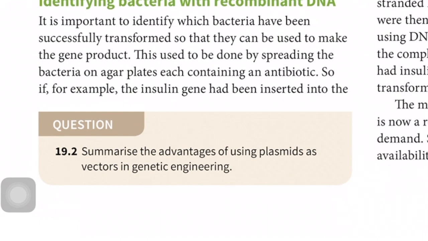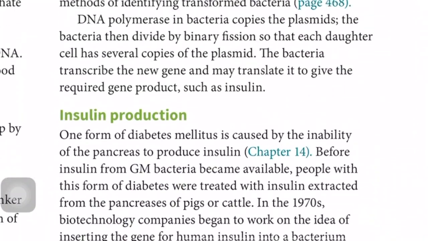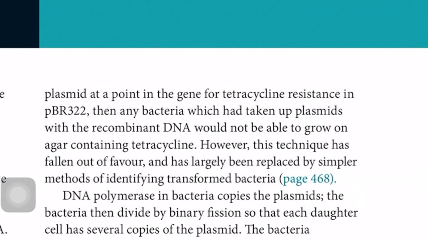This is done by spreading the bacteria on agar plates, each containing an antibiotic. So agar is a nutrition for the bacteria, and that agar solution contains an antibiotic that kills the bacteria. So if, for example, the insulin gene had been inserted into the plasmid at a point in the gene for tetracycline resistance in PBR322, then any bacteria which had taken a plasmid with the recombinant DNA would not be able to grow on the agar containing tetracycline.